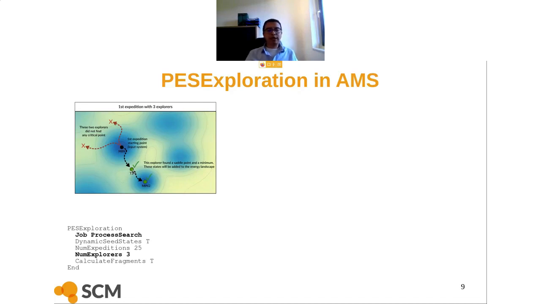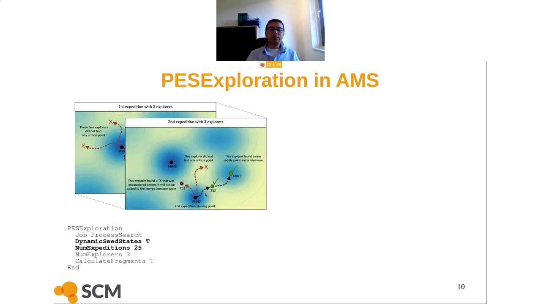Once the transition state is located, the reactants and products are reconstructed just using a geometry optimization following the mode with the imaginary frequency. It means that you are going to be able to detect this second local minimum. So with this local minimum, if you activated the dynamic seed states, it means that the newly discovered local minima are going to act as seed states. It means that the new set of explorers are going to start searching from there.